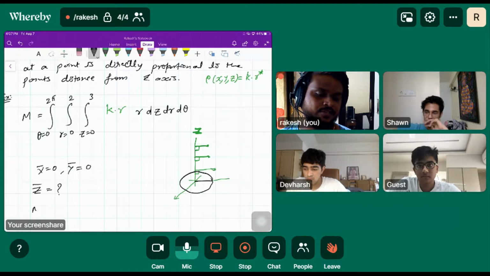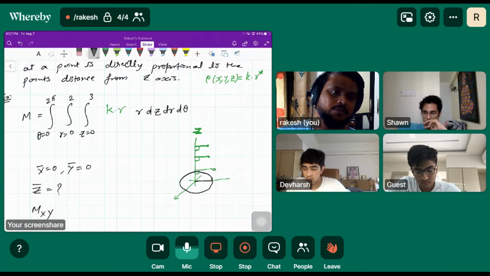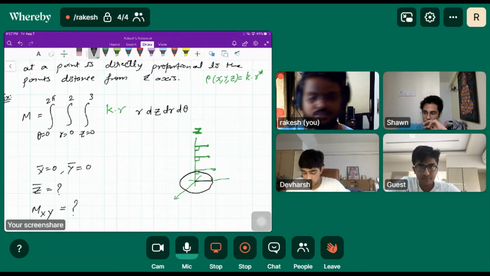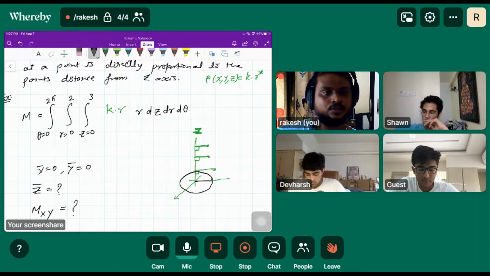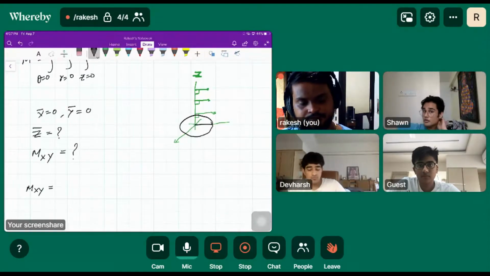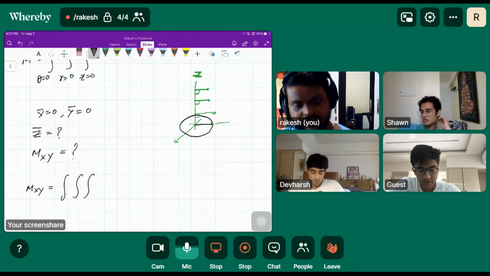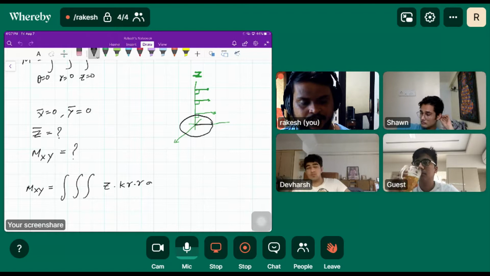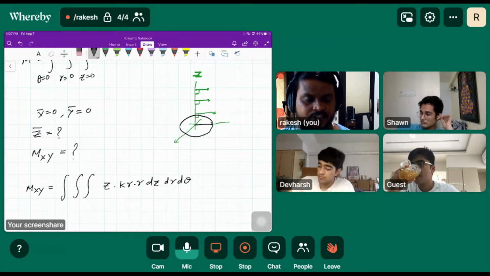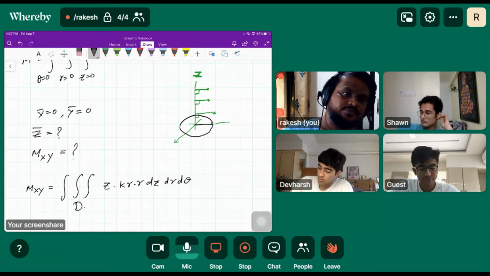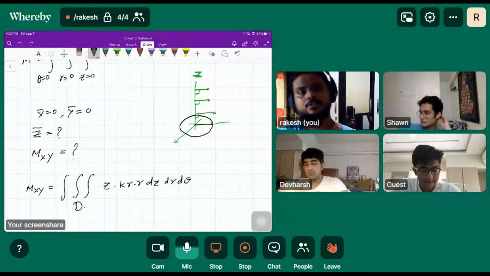To figure out z bar, we have to calculate the moment of mass about the xy plane, so we have to calculate mxy. What would be the expression for mxy? You put a z. Yes, z into kr, r dz dr d theta, with the same dimensions, same intervals.